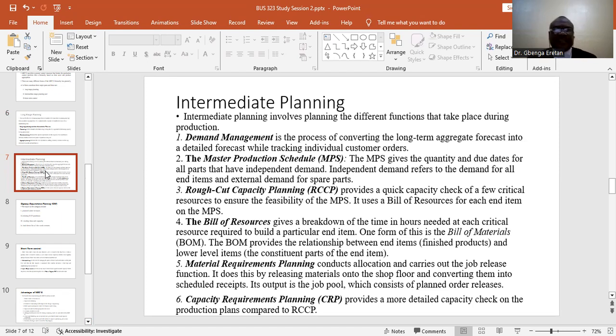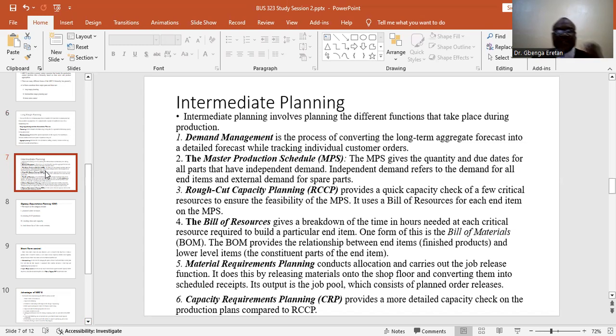Number three is that intermediate planning involves rough cut capacity planning, which is RCCP. This provides a quick capacity check of a few critical resources to ensure feasibility of the MPS. And take note that the MPS is the master production schedule, which shows all the steps that are required in order to carry out the production of a particular product. So RCCP uses a bill of resources for each end item on the MPS.